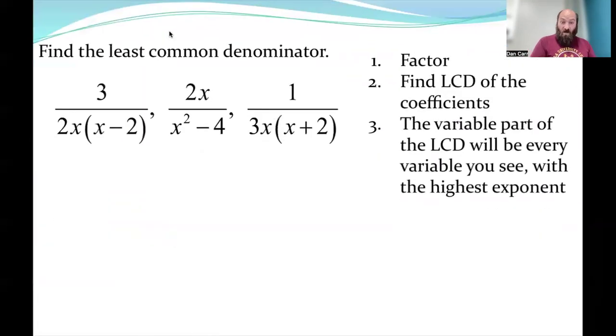Find the least common denominator here. First step is to factor. Some of these are already factored, but this part is not. So that's the difference of two squares, so it turns into x minus 2 and x plus 2.